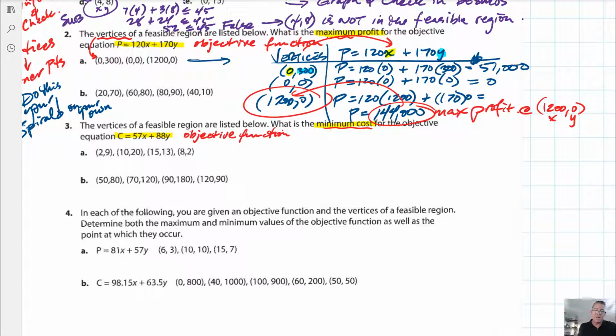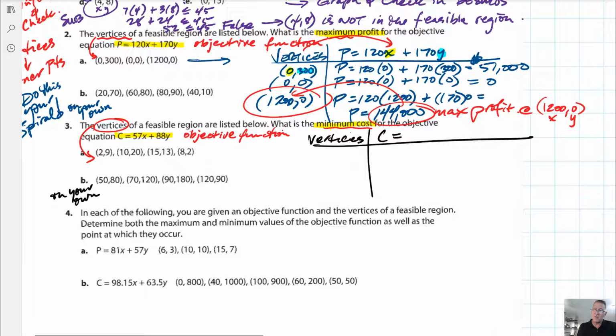So you're going to take these vertices here, and you're going to substitute them into the cost function, and you're going to minimize it. So again, we have vertices here, and I'll do A and you do B. You've got to do something on your own. And we're going to write our cost function right here. Cost is equal to 57 times whatever x is plus 88 times whatever y is. All right, so here we go. So 2, 9. So my cost is going to be equal to 57 times 2, plus 88 times 9.